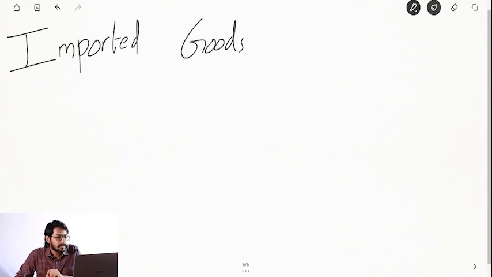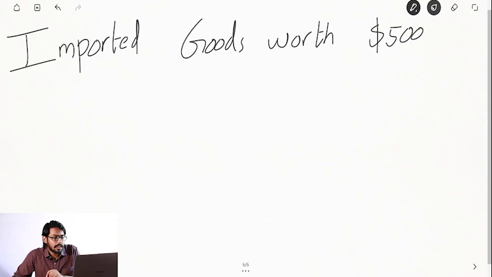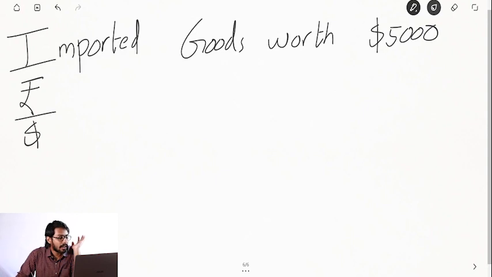You have imported goods worth $5,000. You are an Indian. Okay, I need not specify. You are an Indian. You have imported goods worth $5,000. The exchange rate, rupee by dollar, is 70 and 72. Find the amount payable in rupees.